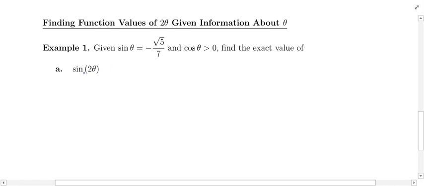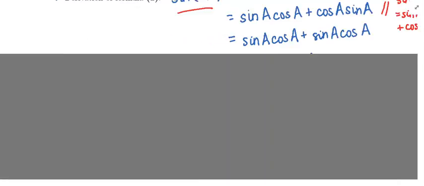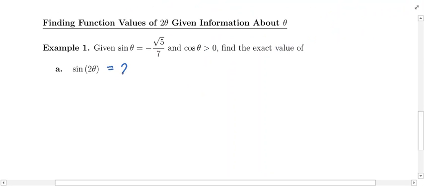The sine of 2 theta, that is a double angle formula. As soon as you see that 2 theta, it should be screaming in your head, double angle formula, double angle formula. So we're going to grab our double angle formula for sine. There's only one double angle formula for sine. So the sine of 2 theta is equal to 2 times the sine of theta times the cosine of theta. I'm going to write that down.